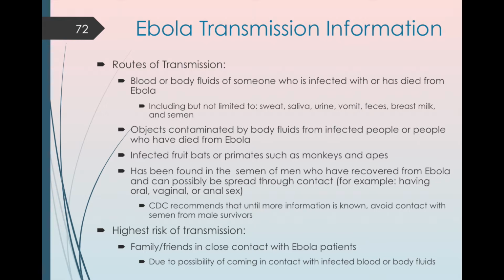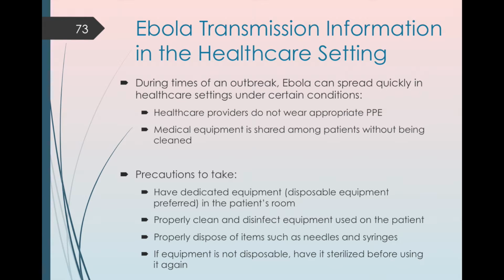The highest risk of transmission is in family and friends who are in close contact with Ebola patients. This is due to the possibility of coming in contact with infected blood or body fluids. In the healthcare setting, during times of an outbreak, Ebola can spread quickly under certain conditions. These conditions include if healthcare providers don't wear appropriate PPE or do not remove it appropriately, and if medical equipment is shared among patients without being cleaned.